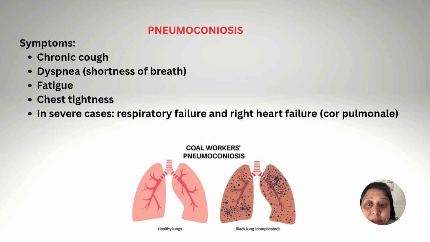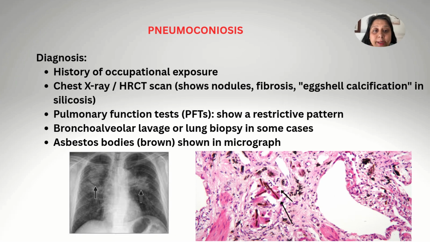The patient could present with chronic cough, dyspnea, fatigue, chest tightness, and in severe cases, respiratory failure and right heart failure. To make a diagnosis, a history of occupational exposure is required. The chest X-ray or HRCT scan can show nodules, fibrosis, and eggshell calcification in cases of silicosis. Pulmonary function test shows a restrictive pattern, and bronchoalveolar lavage or lung biopsy is required in some cases.